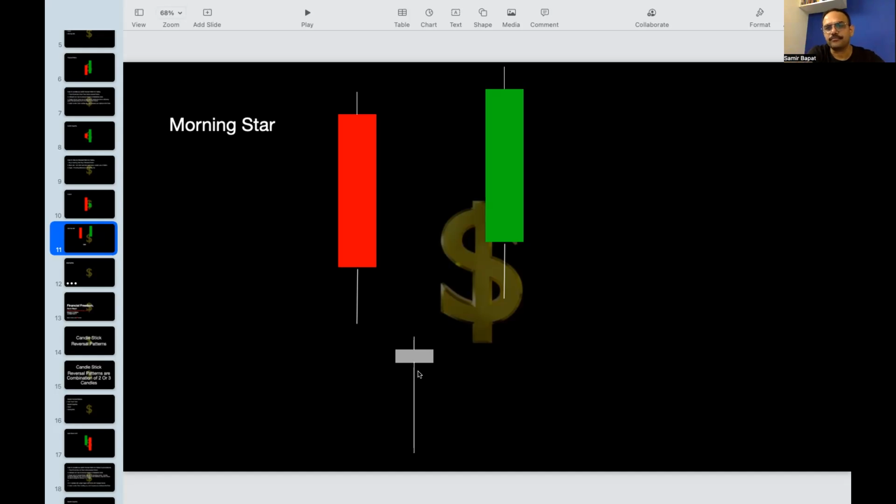So the evening star is the bearish pattern, right? No, you are right, Gauriji, you are right. Absolutely. And morning star is for bullish. For bullish, yes. Okay, fine. Thank you.